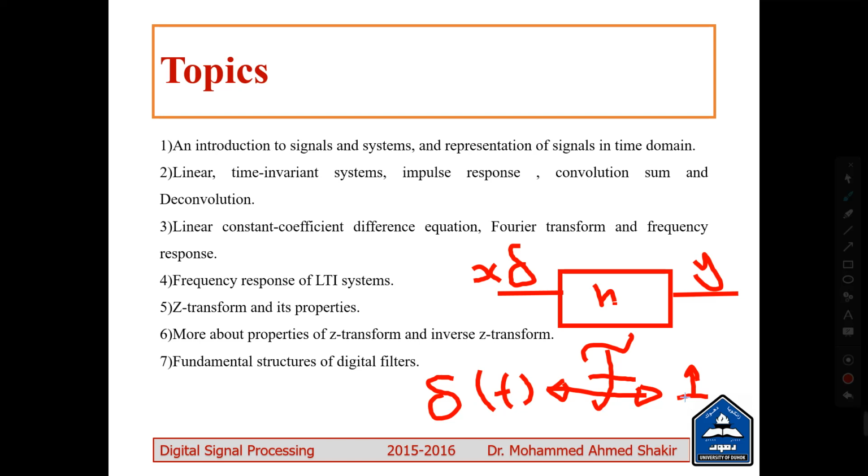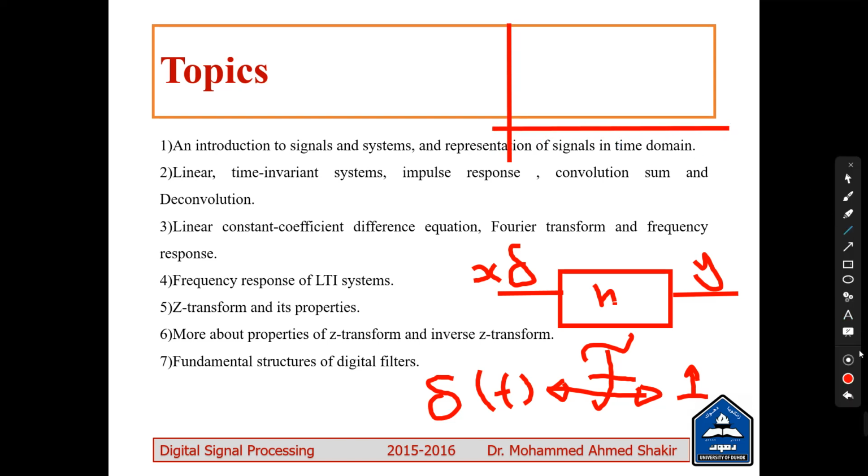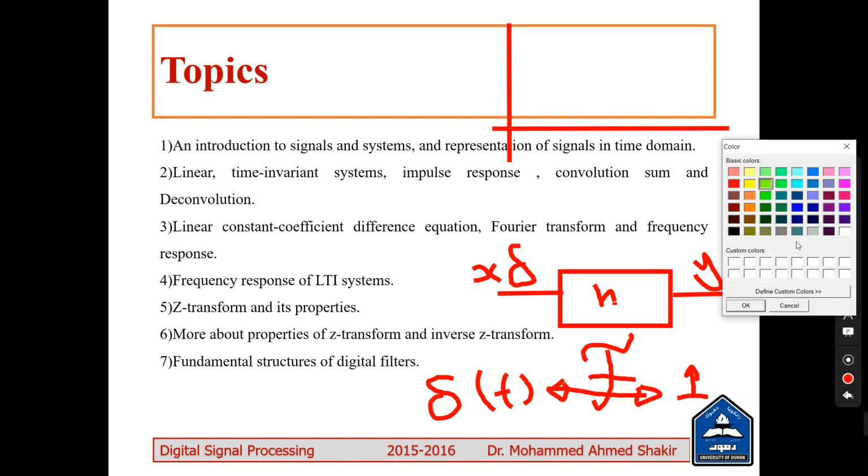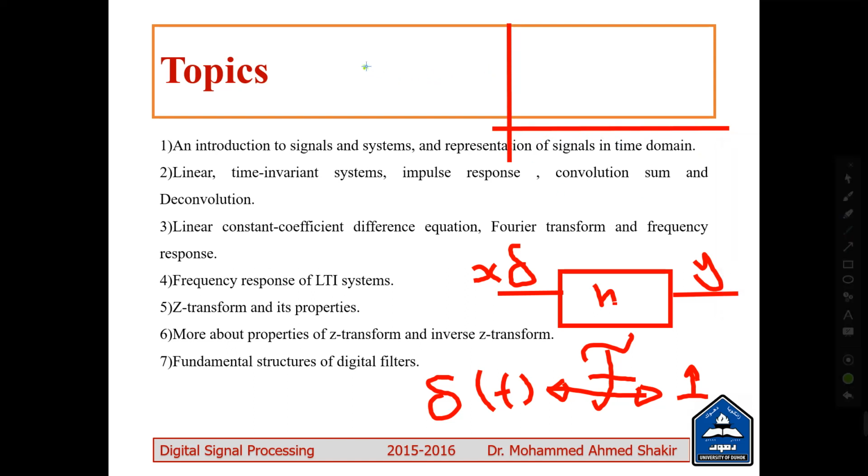If you are going to draw the magnitude spectrum for the Fourier transform of delta of t, it will be as follows. Look, this is the y-axis and this will be the x-axis. I'm going to change the color. Well, now this will be the spectrum of the delta function. It starts from minus infinity and ends with infinity. Of course, this x-axis represents the f-axis, and this one will be the y-axis.